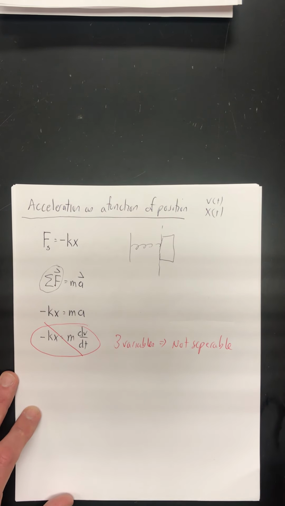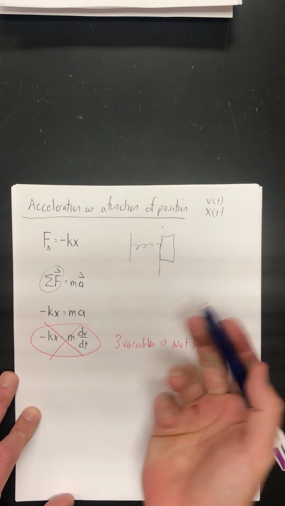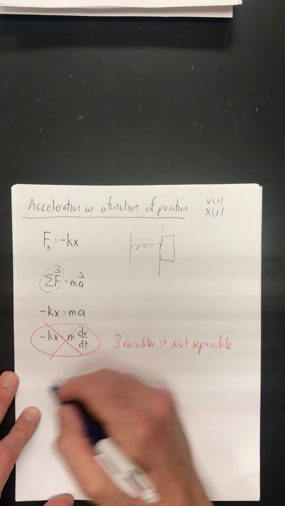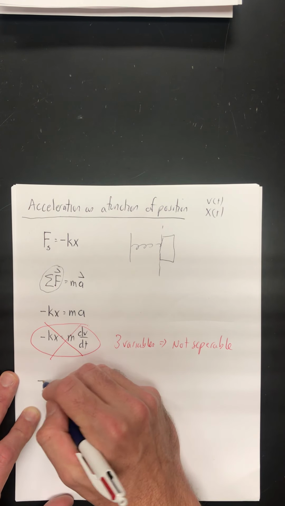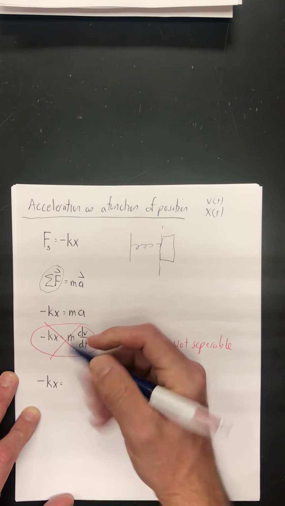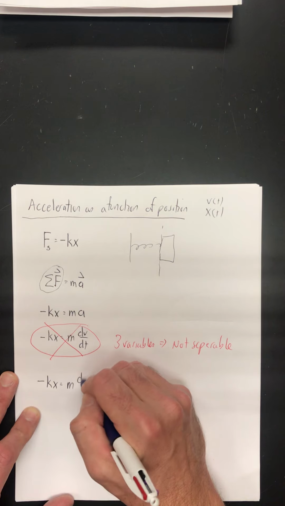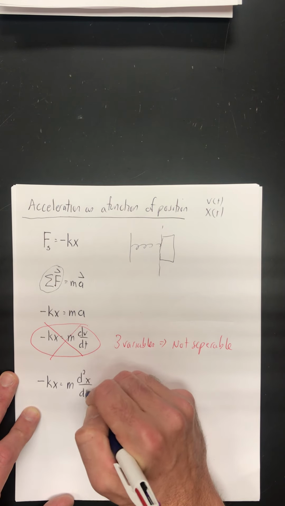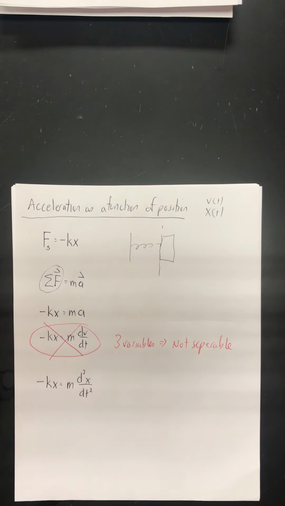Okay, not separable. So no bueno, I can't solve this. So going back now, the other one I have is I know that I can replace a with d squared x dt squared, the second derivative. So now let's look at this. What do I have here?